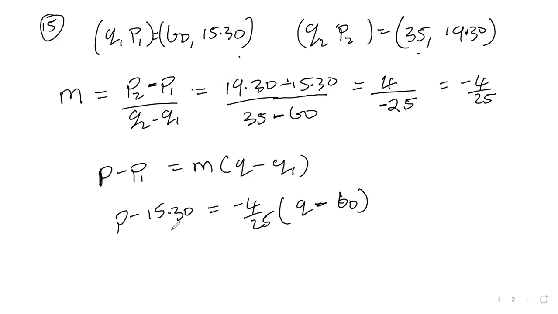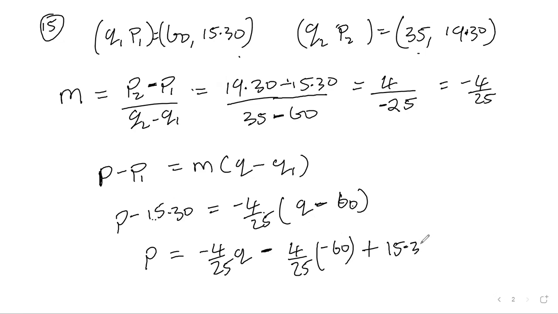Okay, rearrange and write your equation in standard form, isolating P: P equals negative 4 over 25 Q minus 4 over 25 times negative 60. All right, this times this is this, right? And remember that we need to move this guy to the side, so we are adding 15.30. Then you can work that out using your calculator and get your equation in standard form.